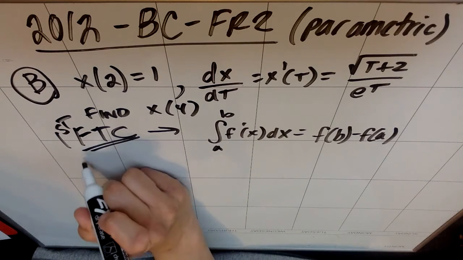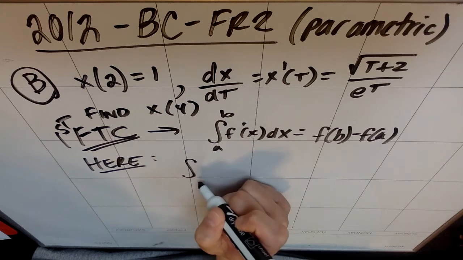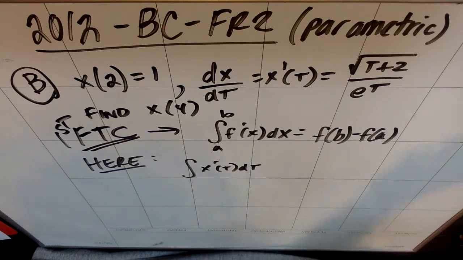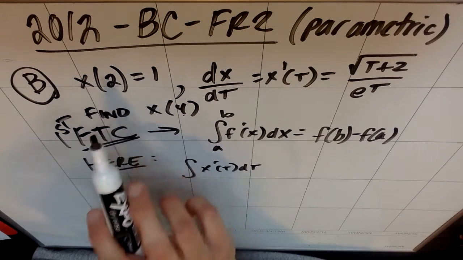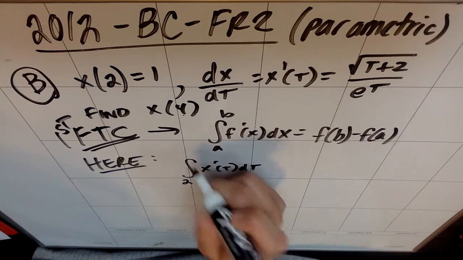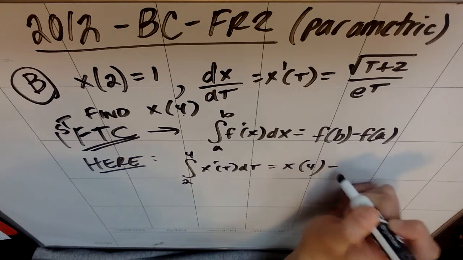So here, instead of using f of x, what we're looking at doing is integrating x prime of t dt, and the two t values that we want to use are 2 and 4, because we know x of 2 and we don't know but want x of 4. So if I integrate from 2 to 4 of x prime of t dt, I'm going to get x of 4 minus x of 2.